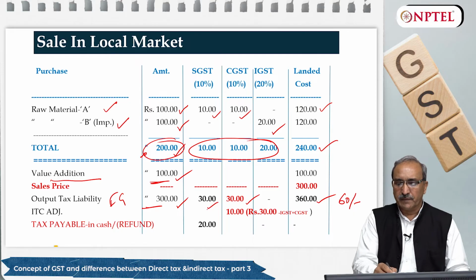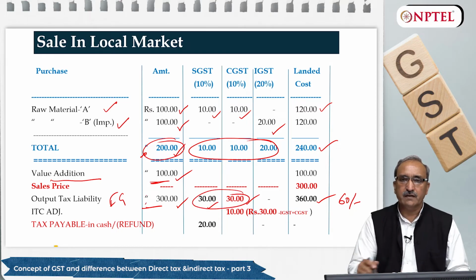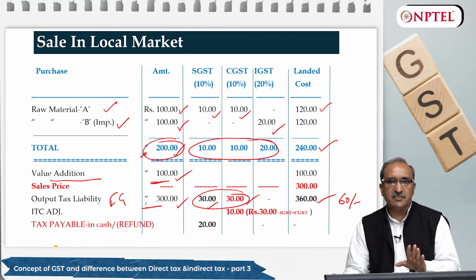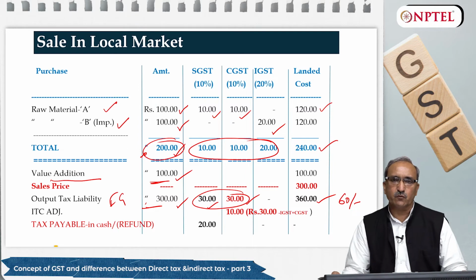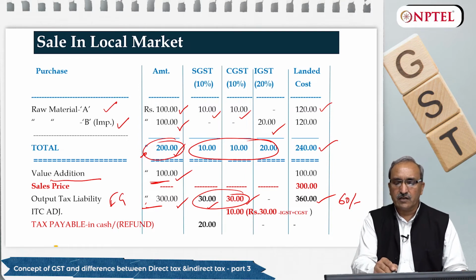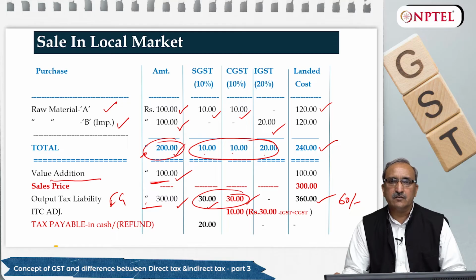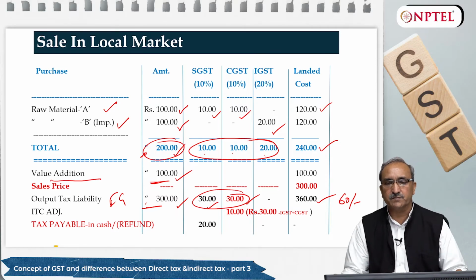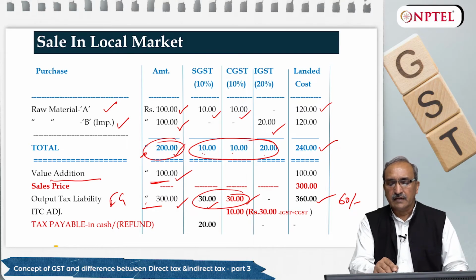So this 60 rupees is my liability on the 300 rupees bill. I need to pay 60 rupees. But in GST, friends, out of these 60 rupees, I have already paid 40 rupees to the government through my buying. 10 rupees CGST is paid, 10 rupees SGST is paid, and 20 rupees IGST is paid to the government already in my purchasing. So to remove the cascading effects of tax on taxes, I am not considering this tax paid on my raw material as my cost.